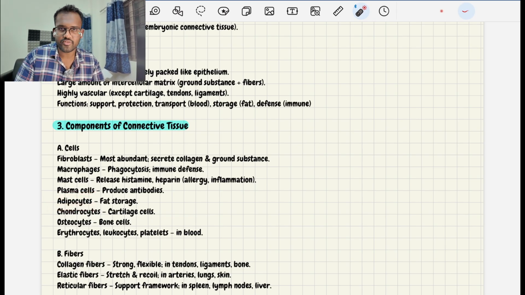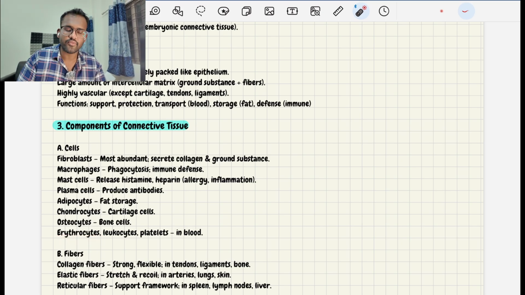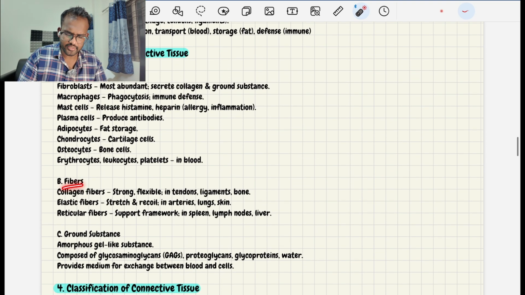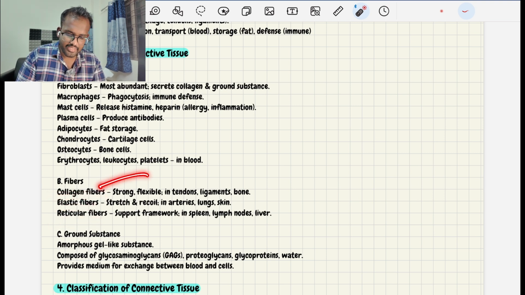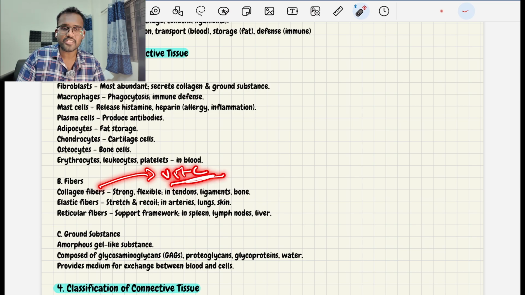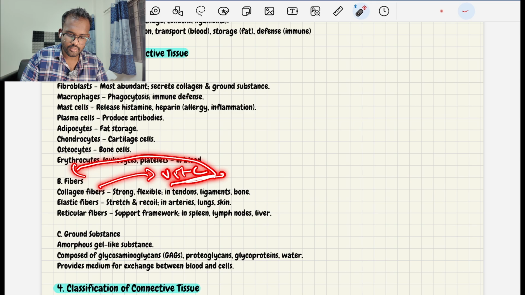We have adipocytes, which store fat, and we have chondrocytes, which are cartilage cells, and we have osteocytes, which are bone cells. We have erythrocytes, leukocytes, platelets present in the blood. These are the types of connective tissue cells, so you have to remember here. Then we have fibers. There are types of fibers also: collagen fiber, elastic fiber, reticular fiber. Always remember, collagen fiber is formed in the presence of vitamin C. Vitamin C plays a major role in collagen synthesis. Always remember, vitamin C is very important.